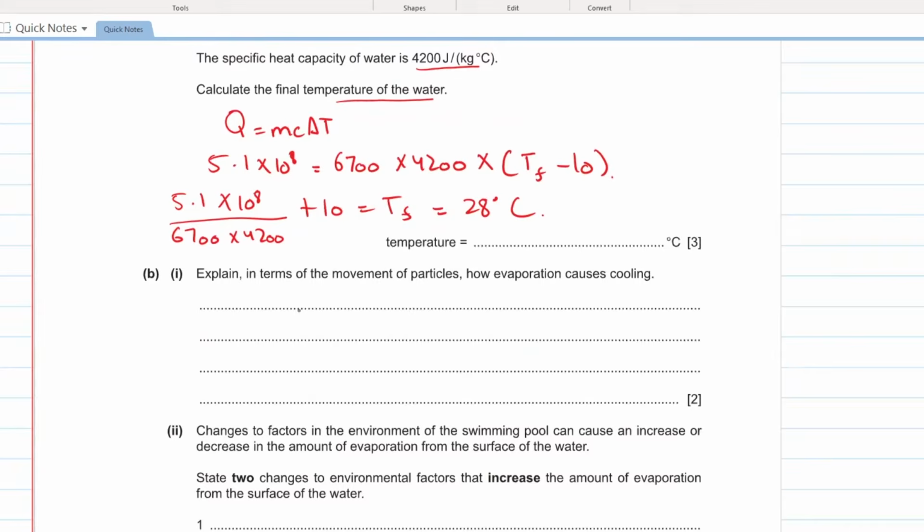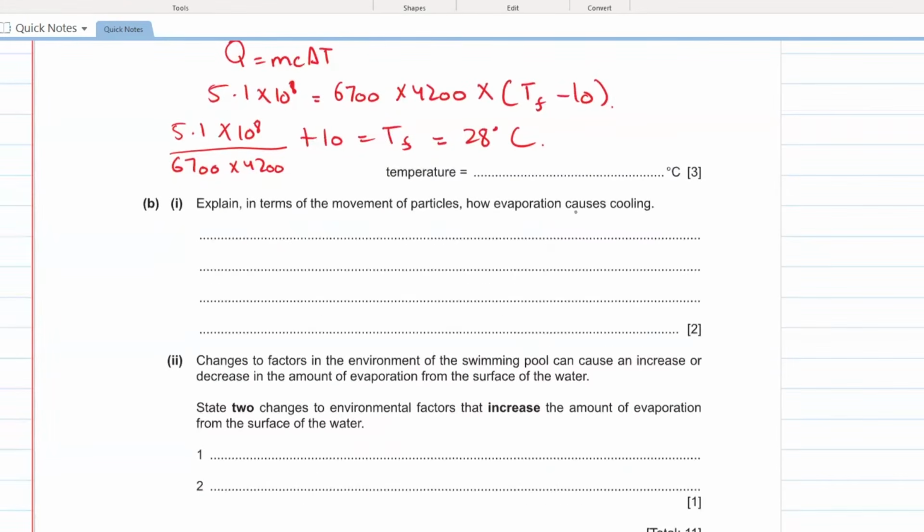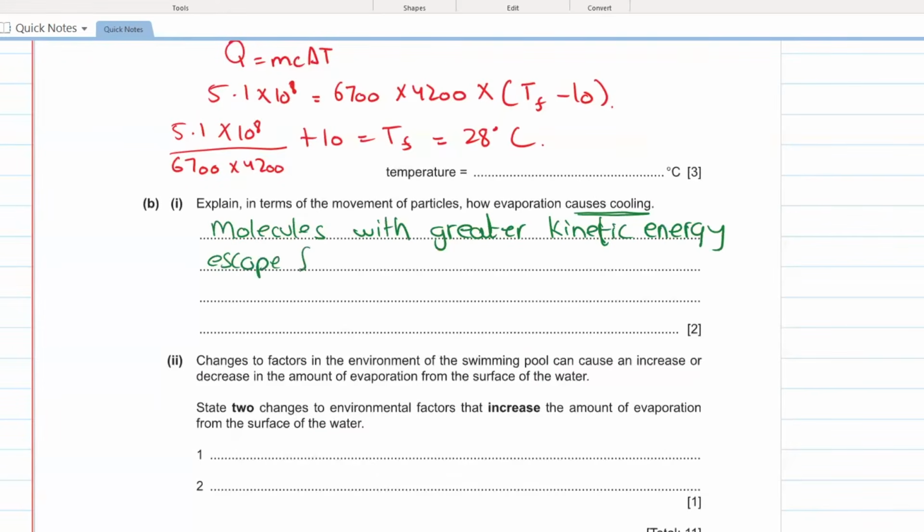Let's see part B. Explain in terms of the movement of the particles how evaporation causes cooling. What a beautiful question. How does evaporation cause cooling? You will say, this is a two-marker question. You will say, molecules with greater kinetic energy escape from the surface of the liquid.